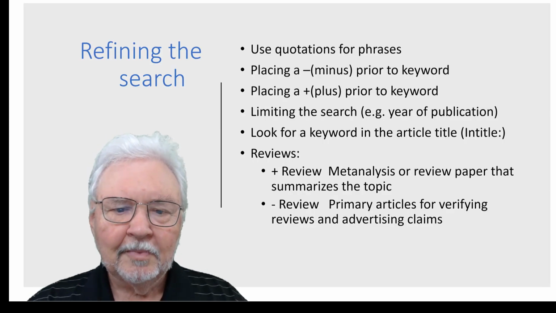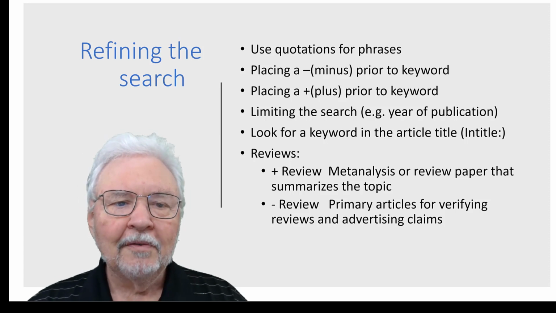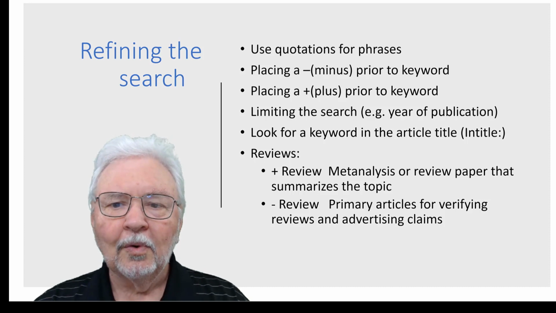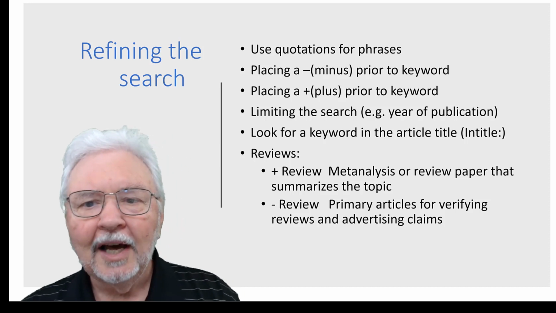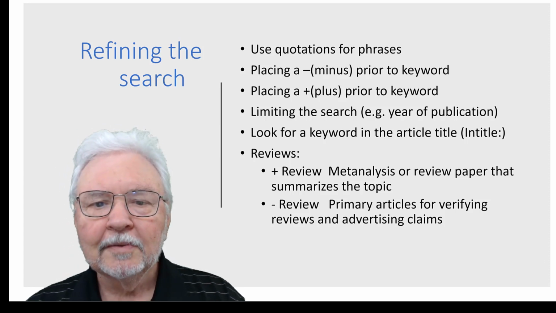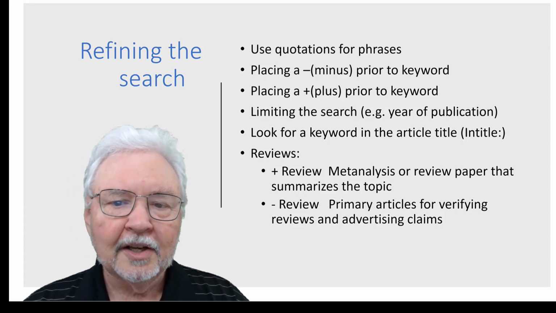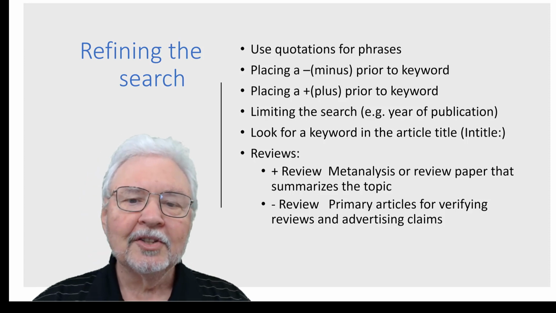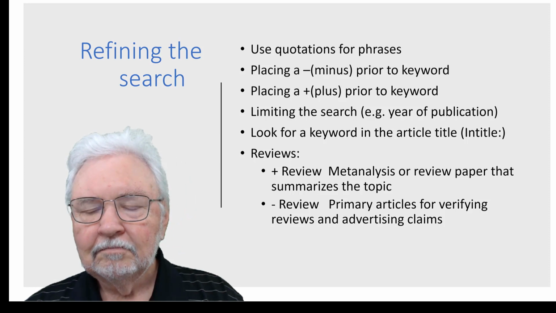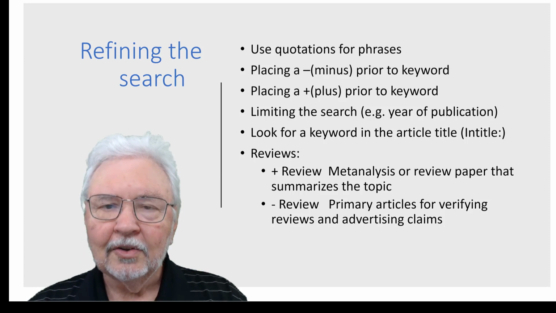Now we noticed some things that we didn't really want in our search, so we want to refine our search. And some of the ways you can refine it is you can use quotations for phrases. For example, blue light, we don't just want the words blue and light, we want blue light, so we can put it in quotes. We can also place a minus prior to a keyword. We can put a plus prior to a keyword. We can limit the search to a year, or something like that, year of publication. And we can look for keywords in the article titles.